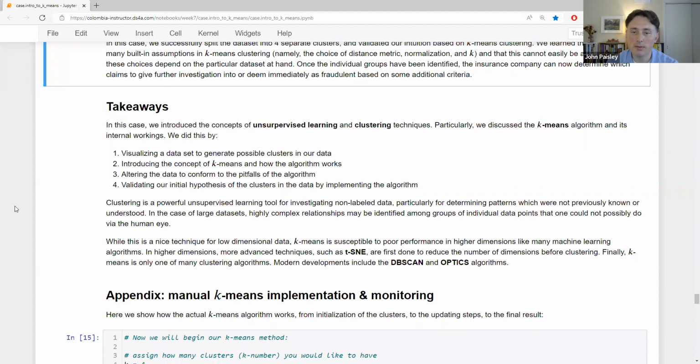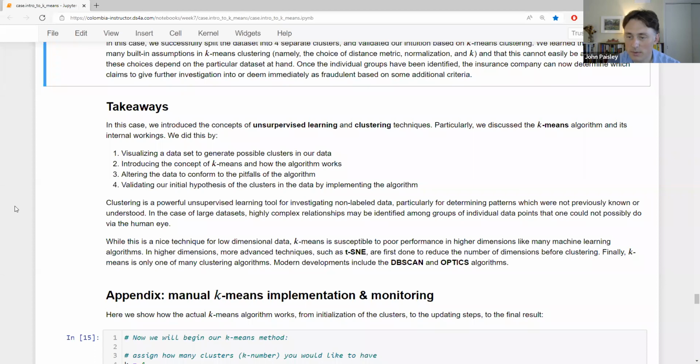We didn't get into the math of why that algorithm is correct, but there is a straightforward mathematical derivation that shows that that's the correct algorithm for k-means if you want to minimize the Euclidean distance. We talked about some of the pitfalls and some of the drawbacks: outliers, data with different densities, and also the fact that Euclidean distance might not be appropriate.